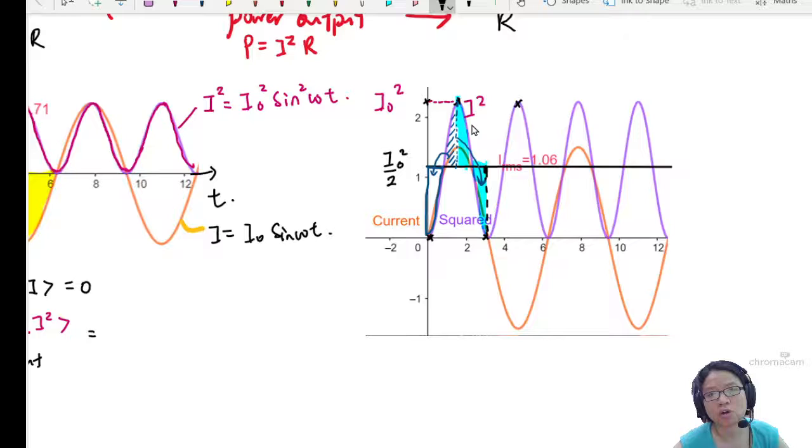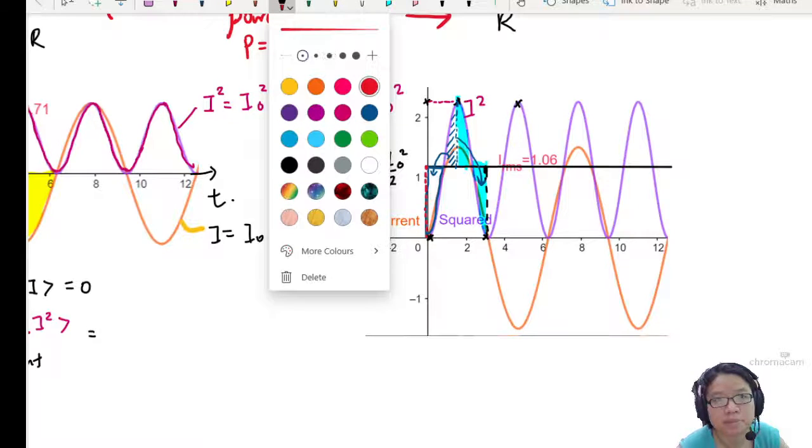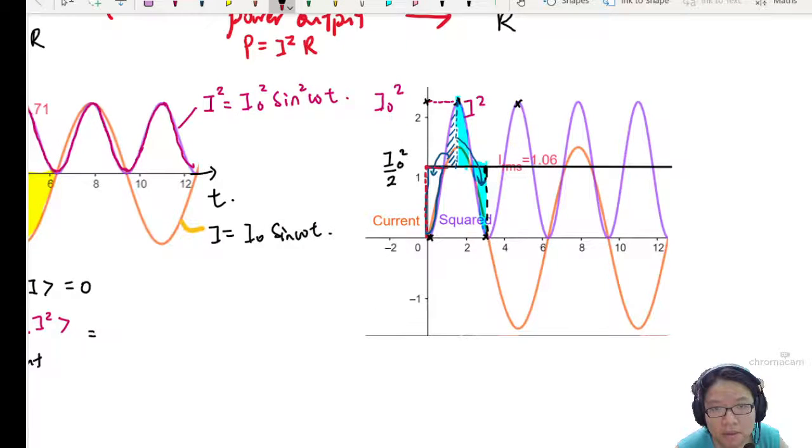So if I bring this all together, then this box here, I'm running out of colors, but this whole thing becomes the average, this whole thing here for one cycle.